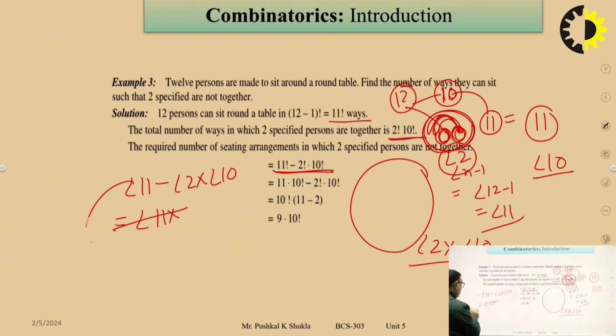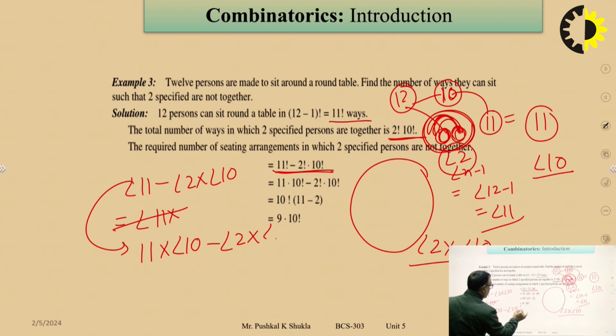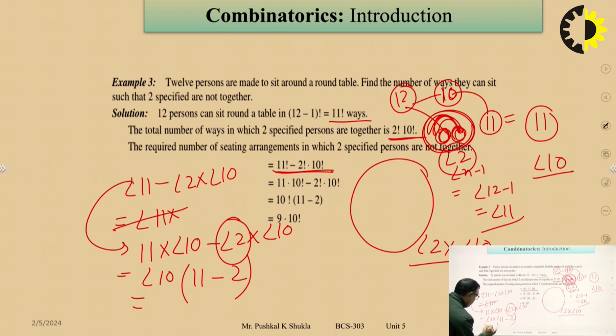This will be written as 11 into factorial 10 minus factorial 2 into factorial 10. Take factorial 10 as common. This will be factorial 10 into (11 minus 2), so this is factorial 10 into 9, that is 9 factorial 10. This is the right answer.